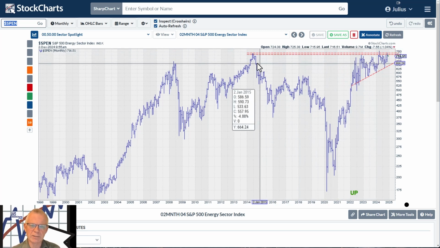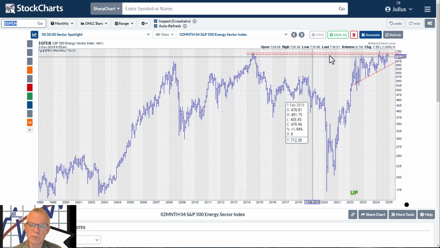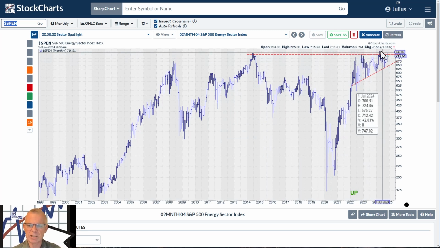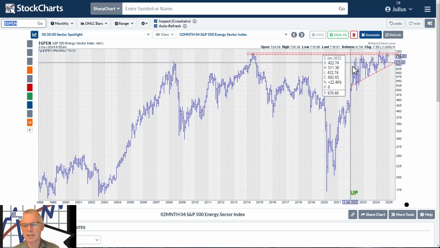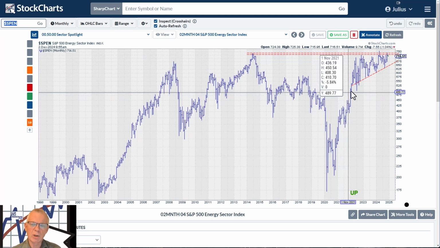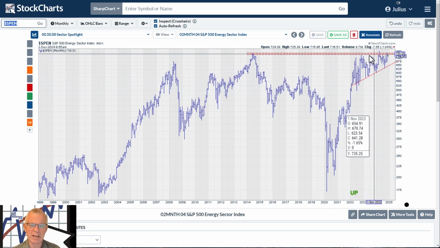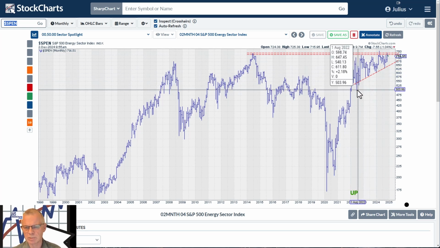So this overhead resistance area here, let's put that between 730, 740. You can even argue the high here is 756. So this whole area around 740, 750 is pretty crucial for the energy sector index. The positive thing that I see here is that the lows are getting higher. The highs are pretty much at the same level, but the lows are consecutively higher. So we've got higher lows and highs at the same level.